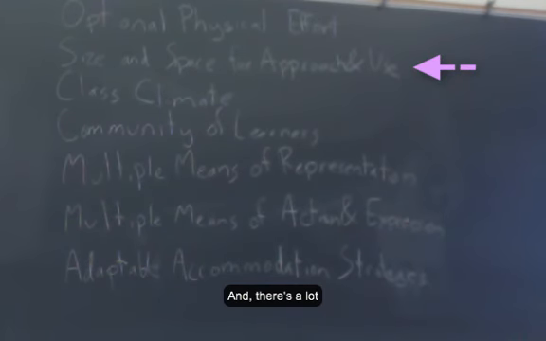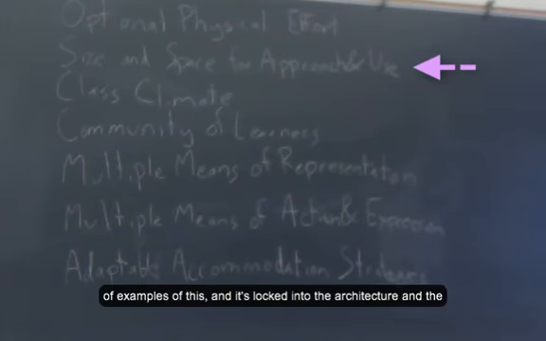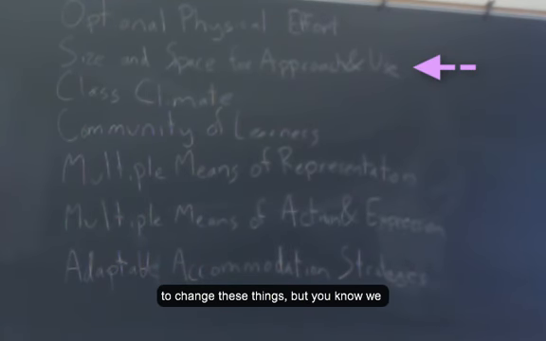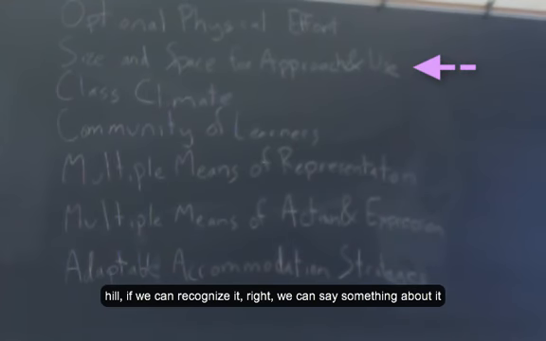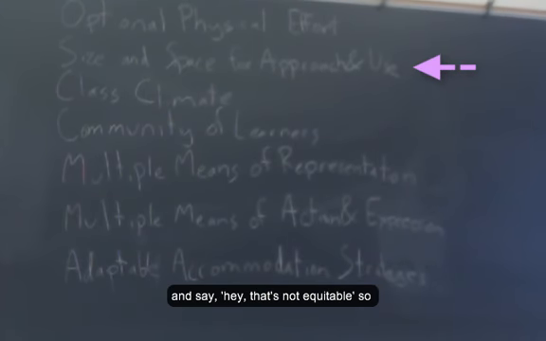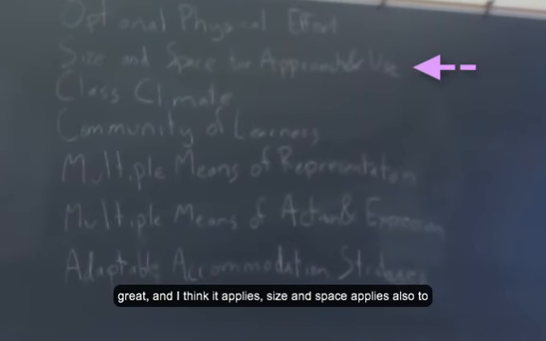And there's a lot of examples of this, and it's locked into the architecture and the furniture of things, right? And often as teachers, we feel powerless to change these things, but we do what we can, right? And when we recognize this, instead of not having very much of a hill, if we can recognize it, we can say something about it. Say, hey, it's not equitable.